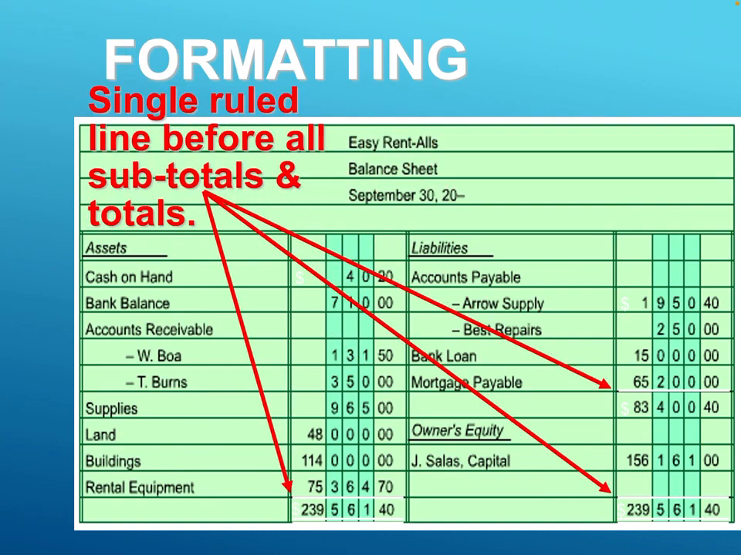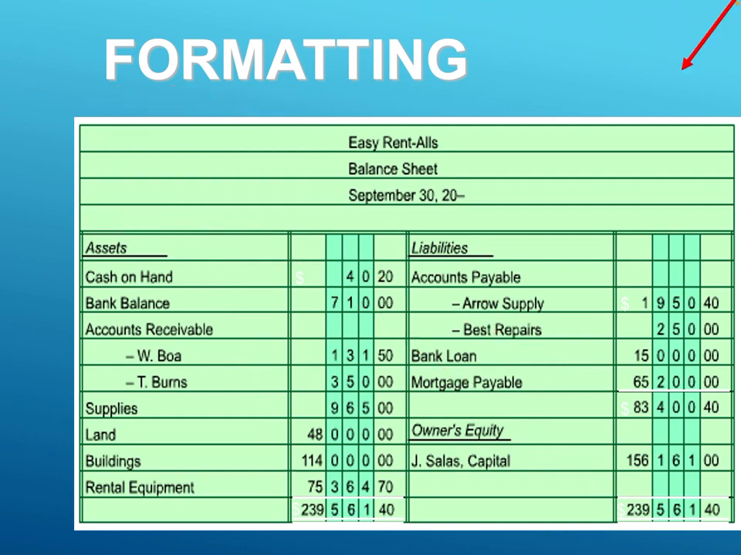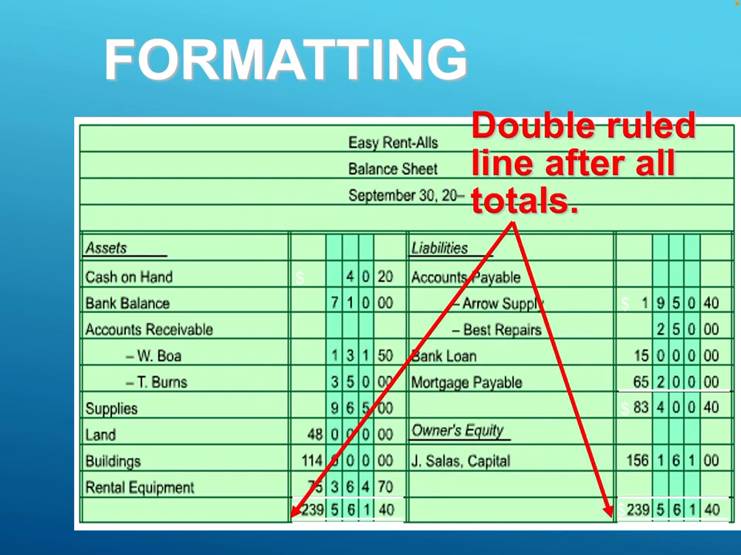Single ruled line before all subtotals and totals. Make sure that when you have a subtotal, you're putting a line. Those lines aren't quite as easy to see. They're in the white there, where the red is, but those are lines, and don't forget those. Whenever you're adding up several amounts and coming up with a subtotal or a total, you need to do a single ruled line before them, okay? And a double ruled line is after all the totals. It's in white, a little harder to see, but essentially there is a double ruled line there. So remember the lines when you're going through that.